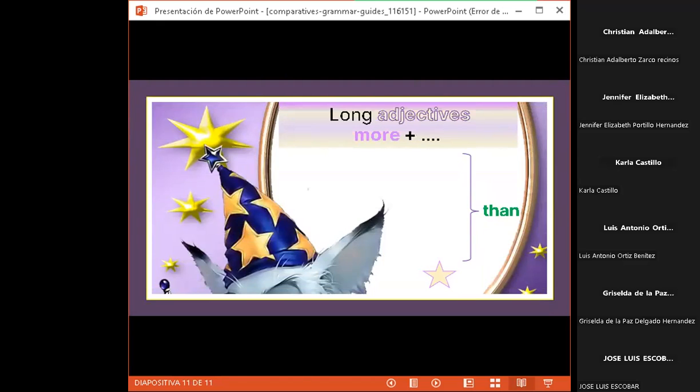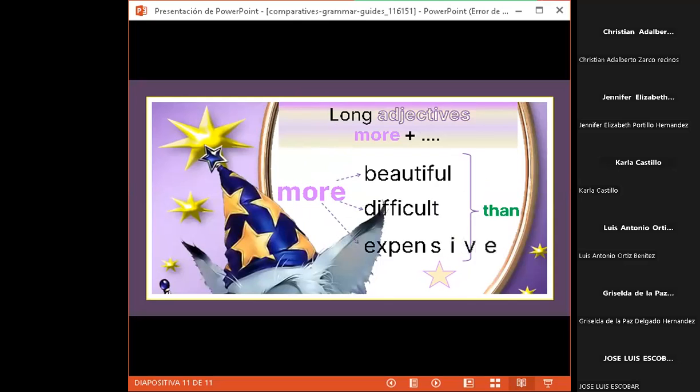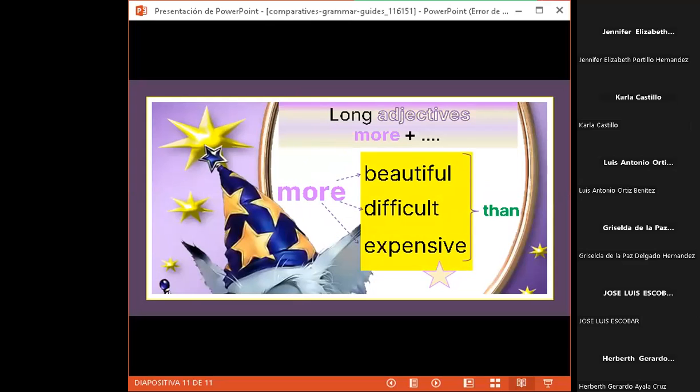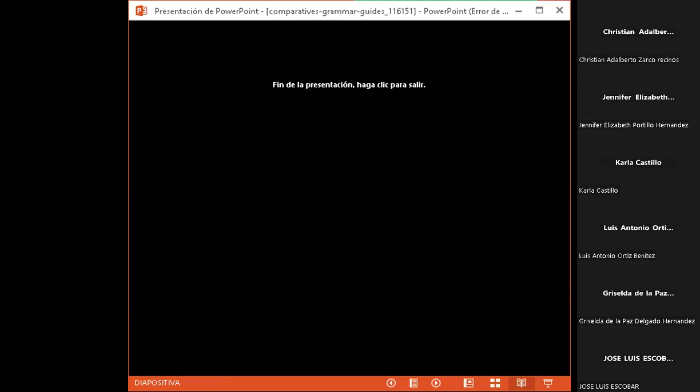More changes. When the adjective is long, we say long, but we can say two or more syllables, sorry, syllables. Do you remember colorful? In this case, with long adjectives, we use more. More beautiful than. More difficult than. More expensive than. Okay? There you have. With long adjectives. Later, we're going to make the difference. Short adjectives and long adjectives.